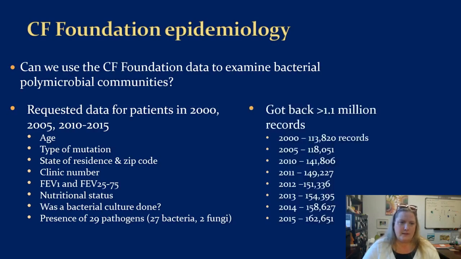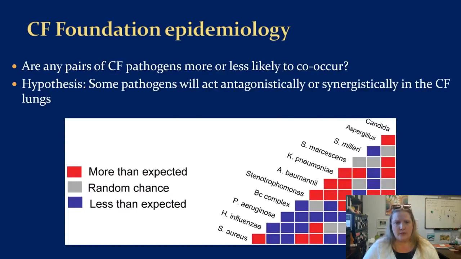Now, this data is a little dated at this point, but you can see that in 2015, which was now 9 years ago, they saw 162,000 people. They saw 162,000 clinic visits, many of them multiples for one of the people in the country. And we could take this data and ask, do we see evidence of pathogens getting along or fighting or ignoring each other?